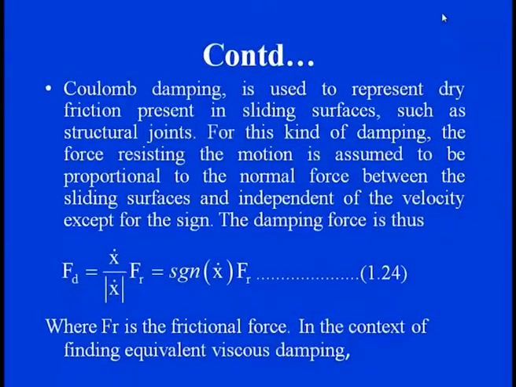So for these cases the damping force is nothing but x dot, the velocity, divided by the modulus of x dot, into Fr, the frictional resistance force. Or else we can say it is equal to sine omega, only because we are just going with the direction when we divide x dot by its modulus, sine of whatever the velocity function is, into Fr, which is the frictional force. And in this we can say that the frictional force is equal to the equivalent viscous damping force.